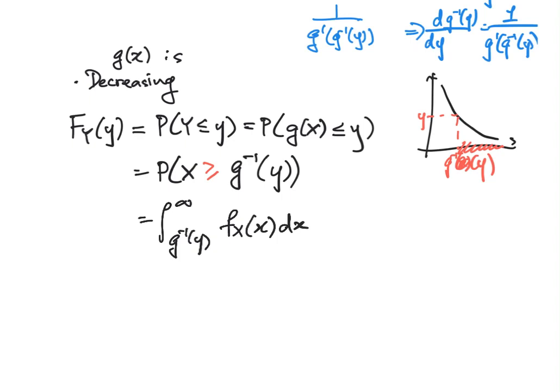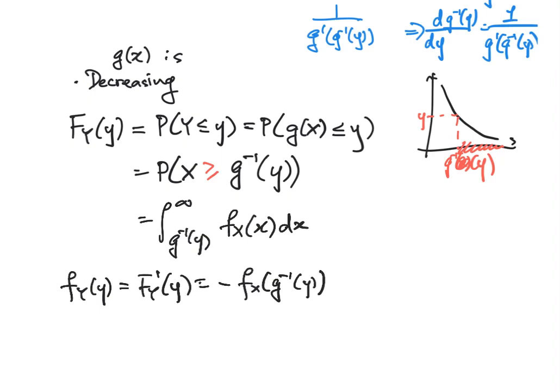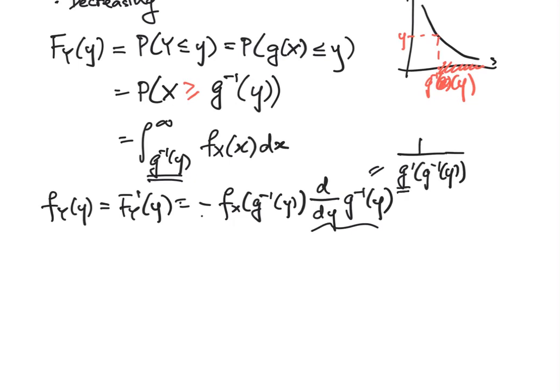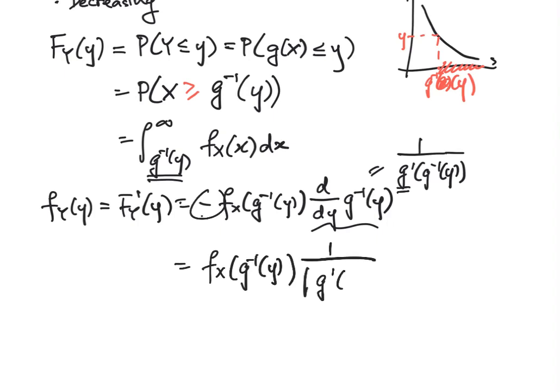Again, in order to get this PDF, you just differentiate one time. This time, when you substitute g inverse y into that, remember that g inverse y is now at the lower bound of the interval, so you will have a minus sign. Then you also differentiate g inverse y as well, which again equals 1 over g prime of g inverse y. Because g is decreasing, this g prime is negative. So if you combine this minus sign and this g prime, this formula can also be written as 1 over the absolute value of g prime of g inverse y.